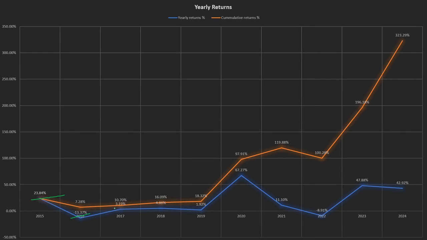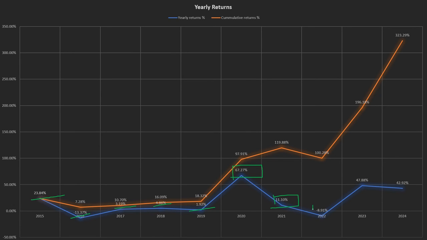2017, again a very flat performance and return of 3.19%. 2018, again very flat returns of 4.86%. 2019, again 1.92%. But then came 2020, the COVID year, and all the companies in the healthcare, pharmaceuticals, and all these sectors gave extremely good results in 2020. So is the case with pharmaceuticals. So 2020 returns were 67.27%. Next year, okay performance of 11.1% returns.